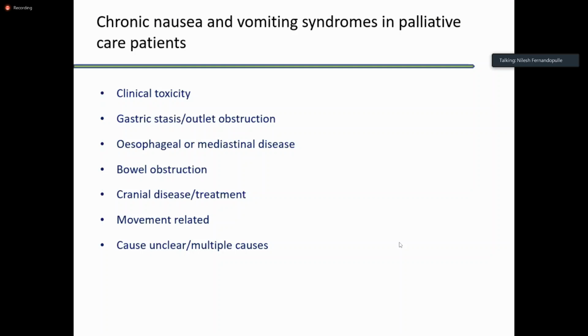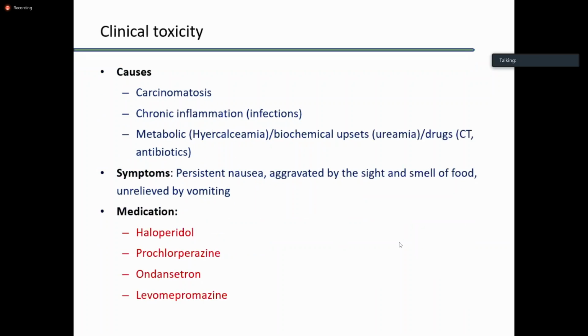So coming back to those nausea and vomiting syndromes, let's take them one by one. Okay, so the clinical toxicity. Clinical toxicity is commonly due to, if you look at palliative care patients with cancer, carcinomatosis, so cancer spread everywhere. Or if you're looking at an infection, a florid infection, it's due to chronic inflammation. Or it can be due to metabolic causes like hypercalcemia, biochemical upset like uremia, or drugs like chemotherapy or very strong antibiotics. They basically have clinical toxicity symptoms, and they affect the chemoreceptor trigger zone.